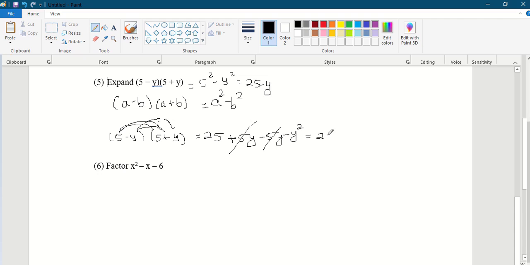So the result ends up being 25a square minus y square. Same as the previous one. In the previous one here I missed a square. It should be 25a square minus y square.